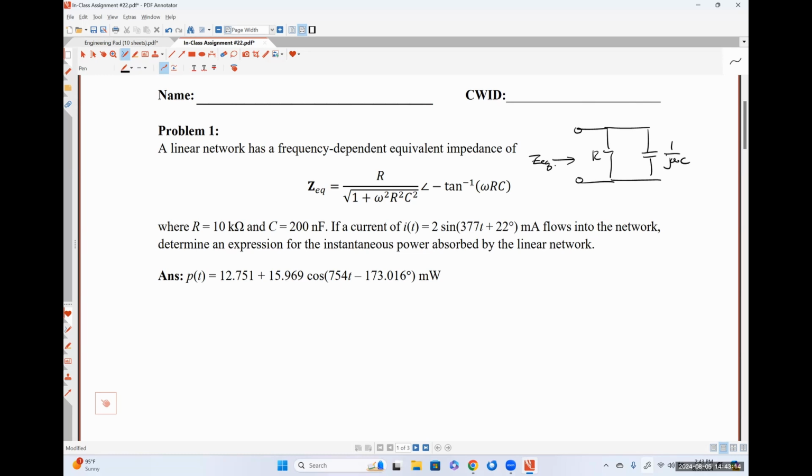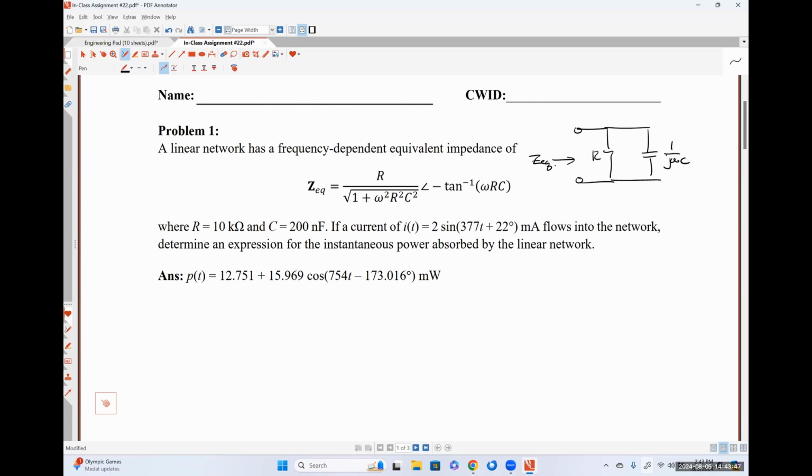So we're told that the resistance is 10 kiloohms and the capacitance is 200 nanofarads. And we are given a current waveform of 2 sine 377t plus 22 degrees milliamps flowing into the network. And we want to get an equation for the instantaneous power absorbed by this network.